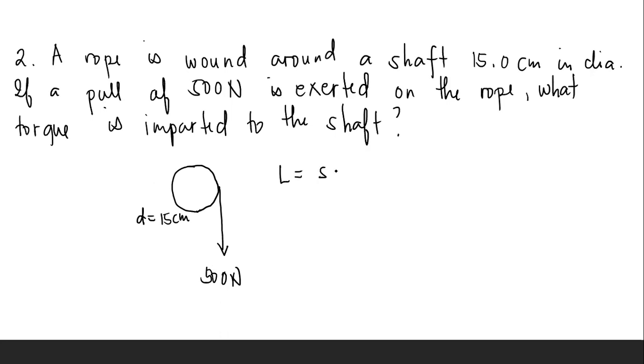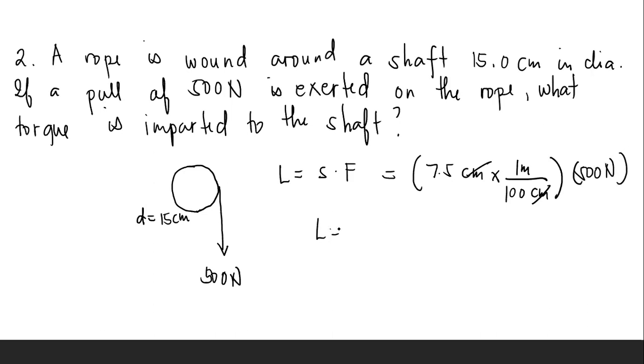Torque is equal to S times F, where S is the radius, since it is at the center. A rope is wound around a shaft, and a pull is exerted. What is the torque imparted to the shaft? 15 divided by 2 is 7.5 centimeters. 7.5 centimeters times 1 meter over 100 centimeters times 500 newtons. Therefore, the torque is 37.5 meter newtons.